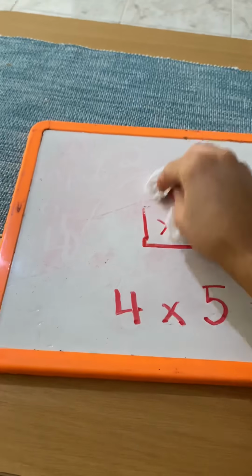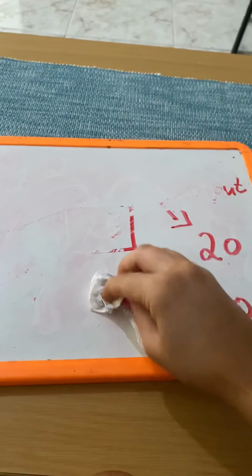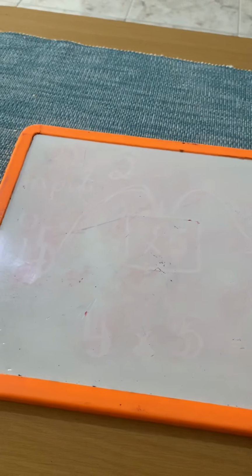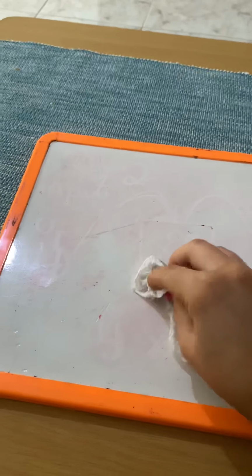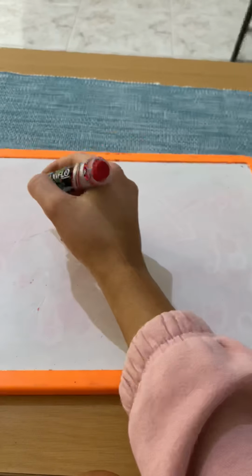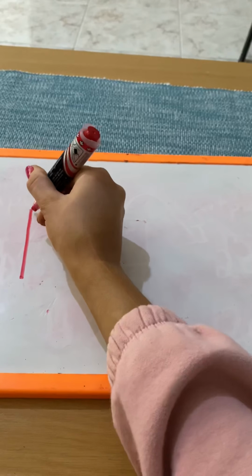Now, the last thing that we are going to look at today is our multiplication grids. So, for example, we might have a box like this.